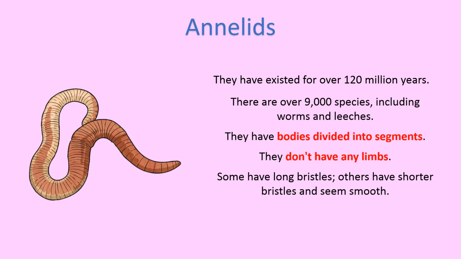Annelids. They have existed for over 120 million years. There are over 9,000 species, including worms and leeches. They have bodies divided into segments. So as we can see over here, these are all individual segments. They don't have any limbs. Some have long bristles, others have shorter bristles and seem smooth.